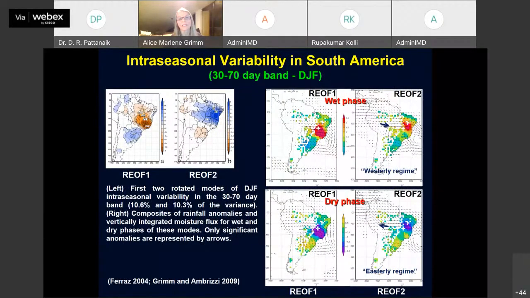And here in this 30 to 70 day band, it's possible to see the first mode and this is the second mode. This second mode is connected with equatorial circulation, either a westerly or an easterly regime for wet and dry phases, whereas this mode here is connected with extratropical perturbation.